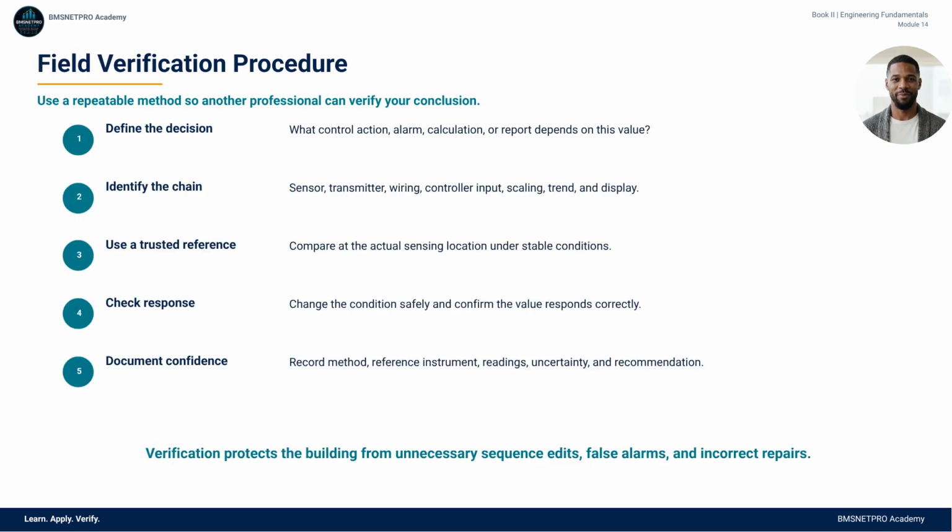Verification should be repeatable. Start by defining the decision. A sensor used only for display is different from a sensor used for freeze protection, pressure control, or energy reporting. Then identify the chain. Compare the BAS value with a trusted reference at the real sensing location. Check response if the condition can be changed safely. Finally, document your confidence: what you measured, what instrument you used, what the readings were, and what decision is supported. This is how sensor troubleshooting becomes professional evidence.